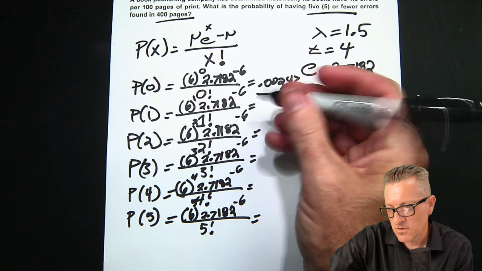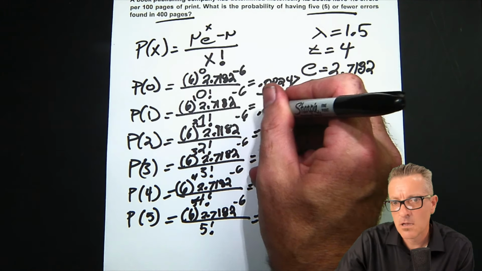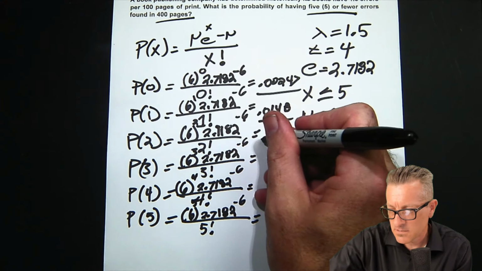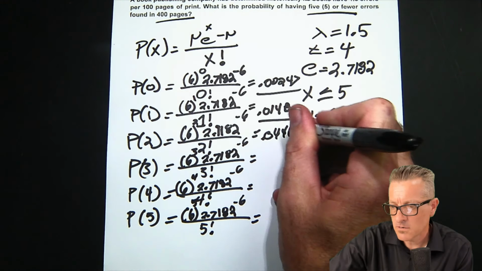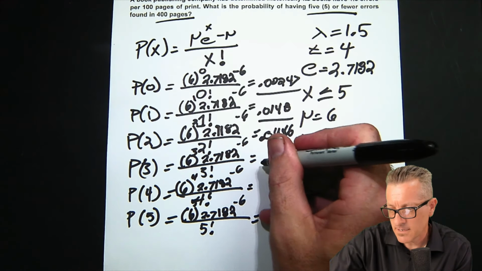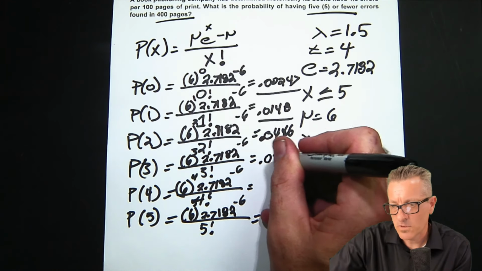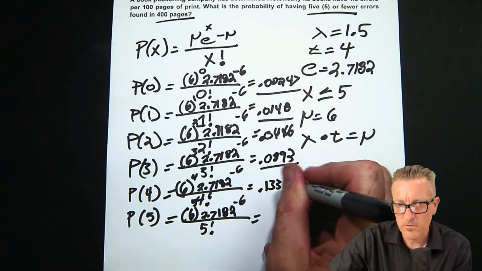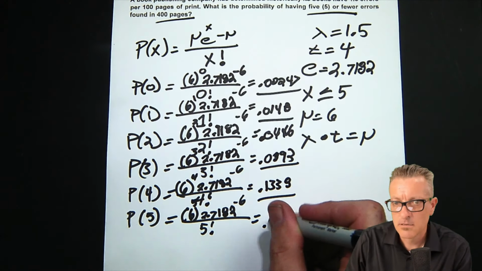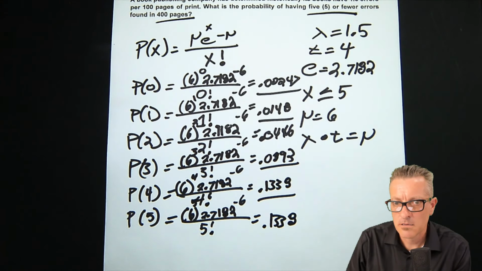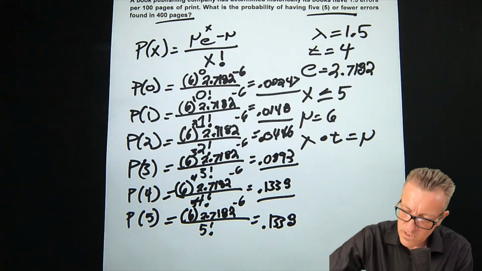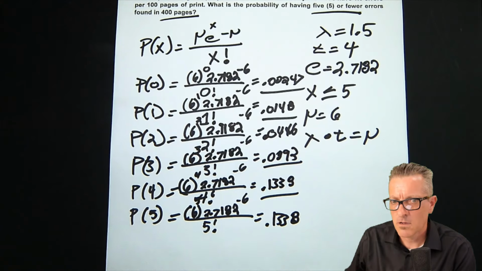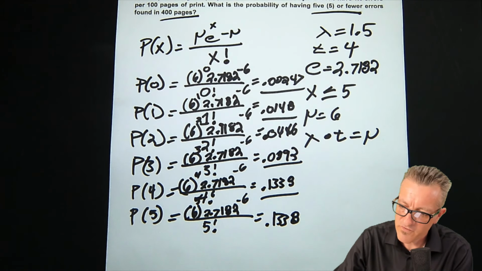And then 0.0148. And then 0.0446. And then 0.0892. And then 0.1338. And then 0.1338. That's interesting. We'll have to make sure that we're correct on that. I kind of think that's a typo, but we'll have to figure that out.